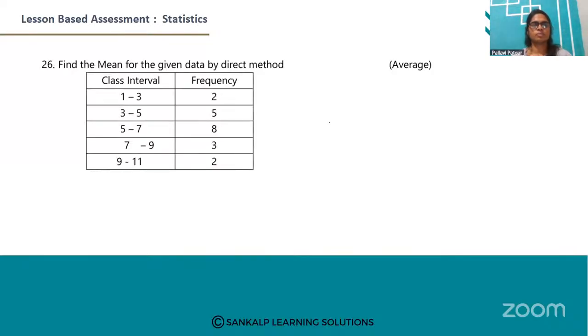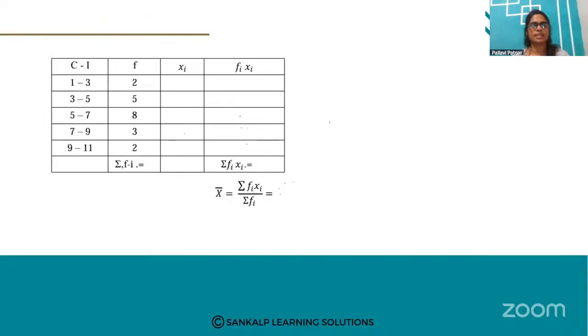Look at question number 26. Find the mean for the given data by direct method. First find the class mark for each class interval. Here the class mark is the midpoint of the class interval, so calculate it as upper limit plus lower limit divided by 2.